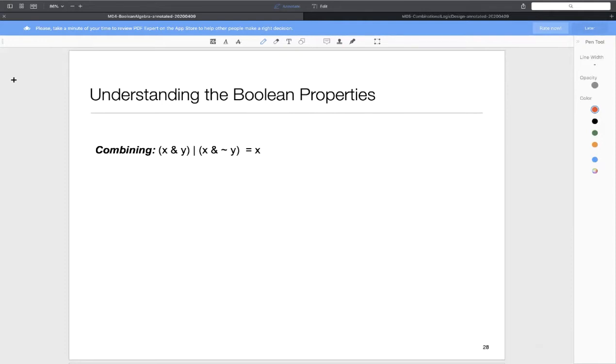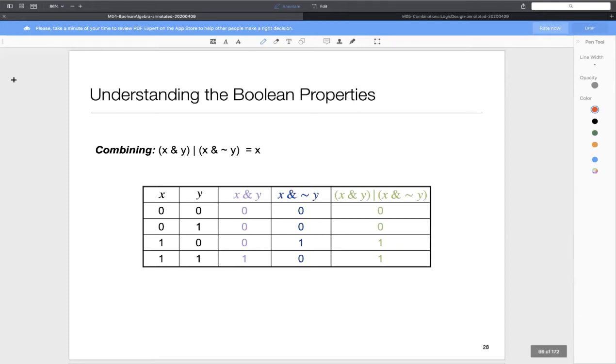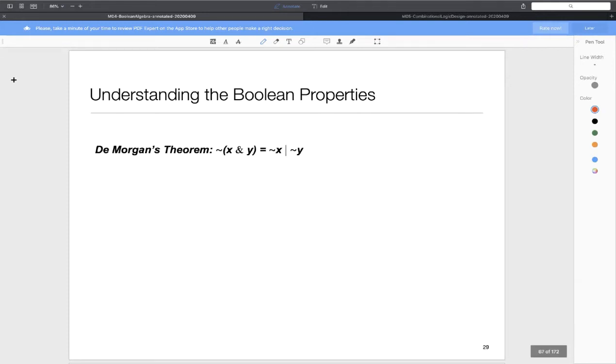So combining says (x and y) or (x and not y) is equal to x. It's basically saying that if I'm anding with both y and not y, then I'm just left with x. And again, you can do the same thing. You can calculate x and y in the truth table, x and not y in the truth table, and then do the ORing, and you are going to get back the x.